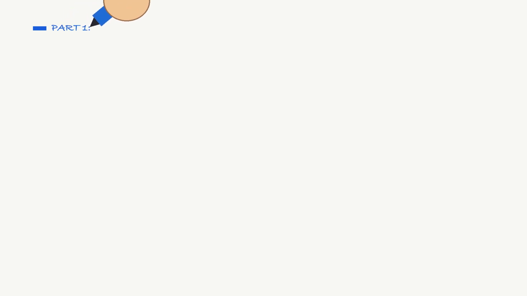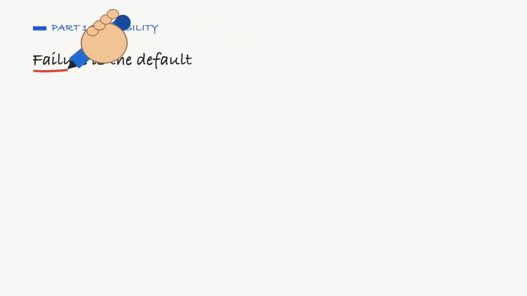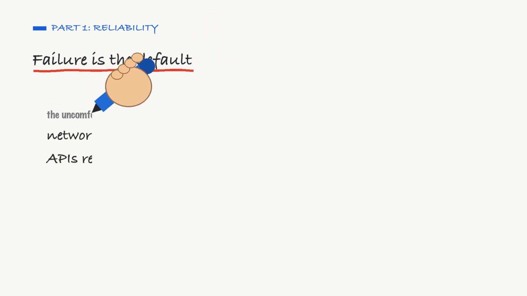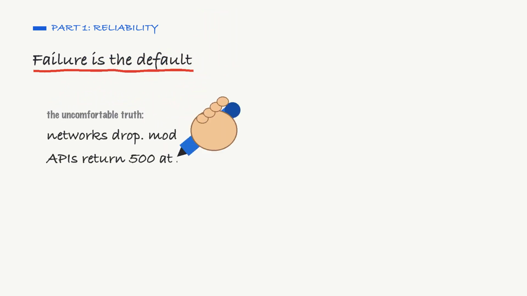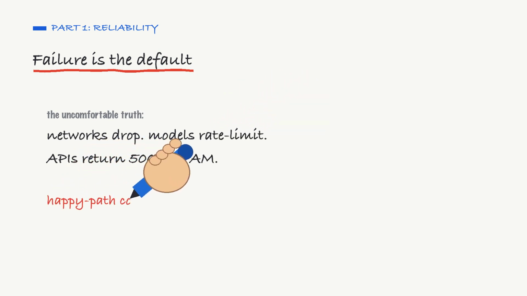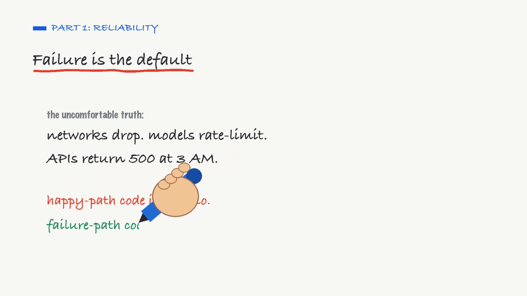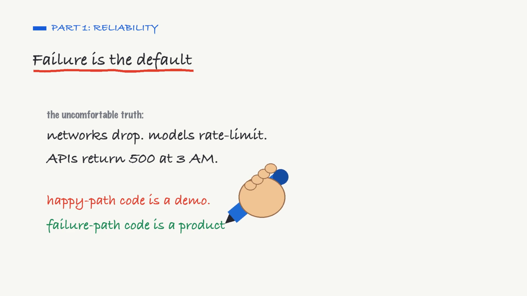Part 1. Reliability controls. Here's the uncomfortable truth. Networks drop. Model providers rate limit you. Downstream APIs return 500 errors at 3 in the morning. None of that is exceptional. It's Tuesday. Happy path code is a demo. Failure path code is a product. Reliability has three pillars: retries, timeouts, and safe failure modes.